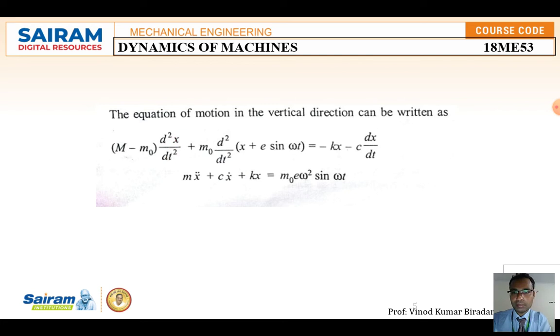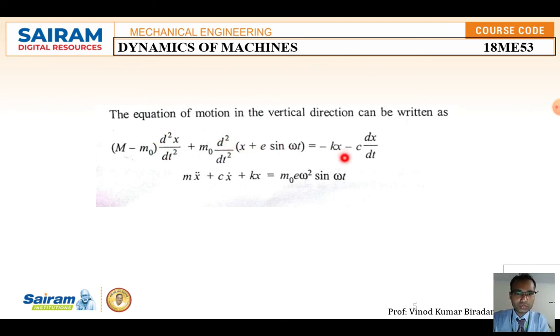Here, (M minus m naught) d square x by dt square plus m naught d square by dt square of (x plus e sin omega t) is equal to minus kx minus c dx by dt. How has this equation come? This is the equation of motion in the vertical direction, according to the displacement position. The sum of the inertia forces is equal to the external force, so these are the two inertia forces produced in the machine component.